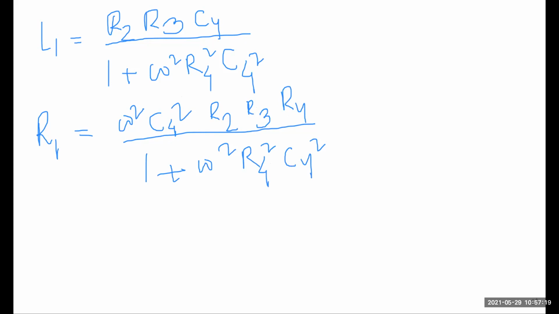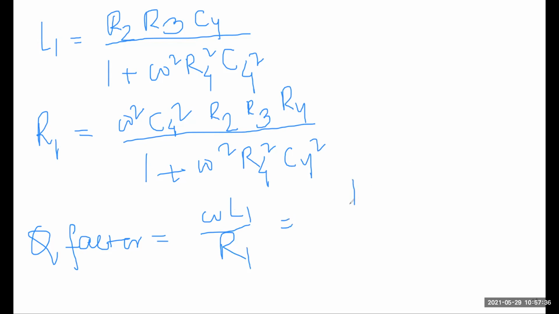So what is the quality factor we can write? Q factor or quality factor, whatever. So quality factor is omega L1 divided by R1. So you just put the values of L1, R1 here, and you will get something like this, omega square C4 R4. Something like this you will get here.